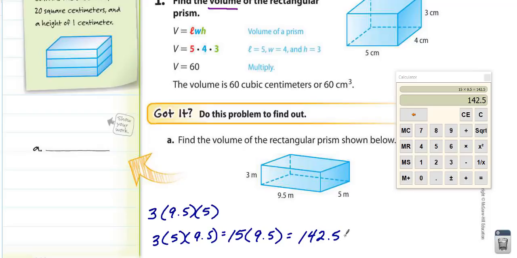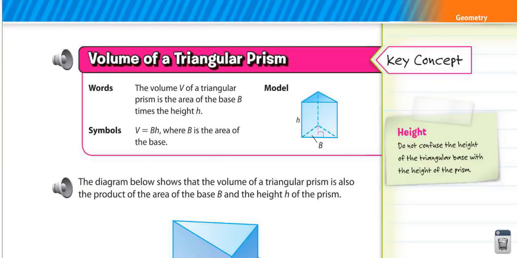So multiply that out, and you should have had 142.5, and then since it's in meters, this would be square meters. So if you had little tiny meter blocks, you could put 142.5 of those little tiny meter blocks inside that rectangle. All right, a rectangular prism, excuse me. Okay, so now we're going to look at finding the volume of a triangular prism.